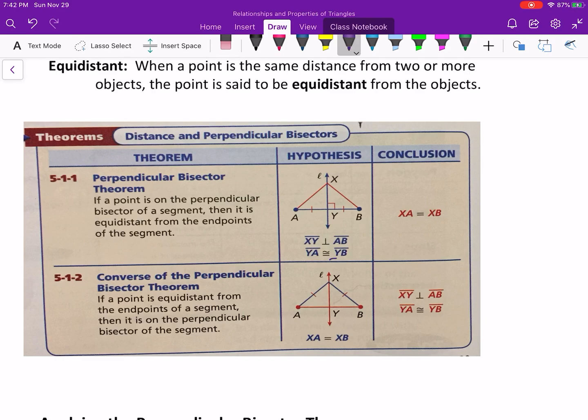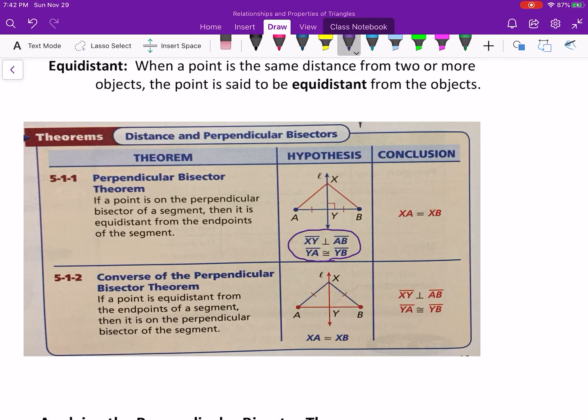If you'll take a look at the statements that are underneath the picture, that is what those two statements say. XY, that segment is perpendicular to segment AB, and segment YA is congruent to segment YB, which means they have the same length. Okay, that is the hypothesis. All of that is the hypothesis in our statement.